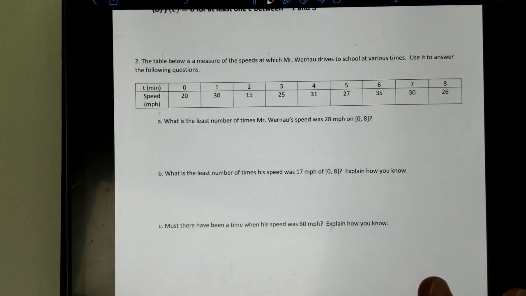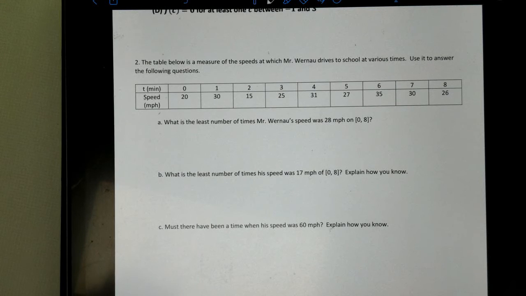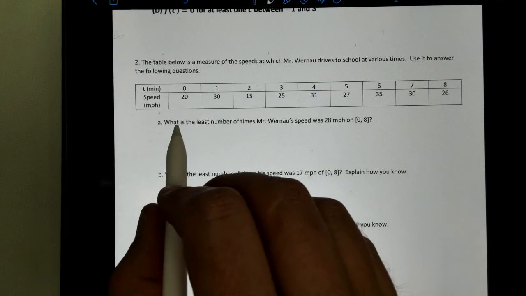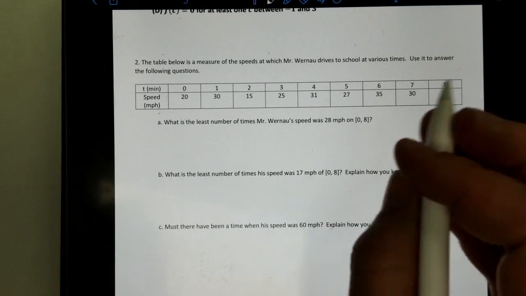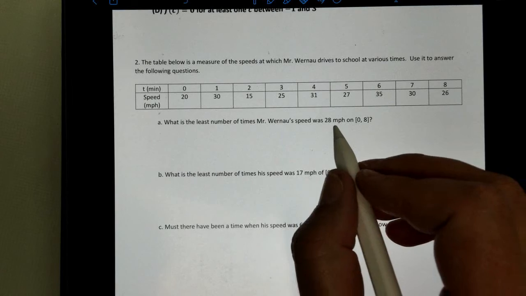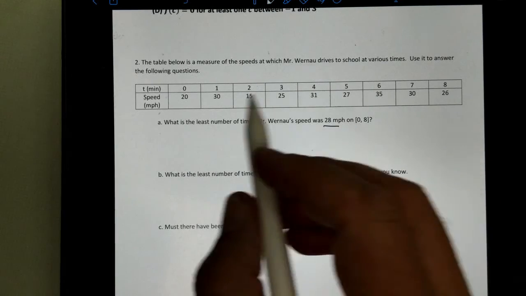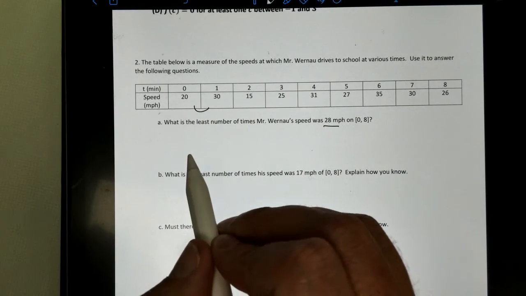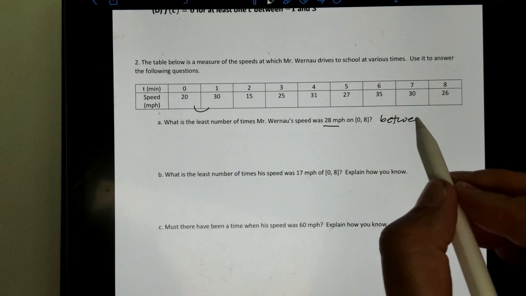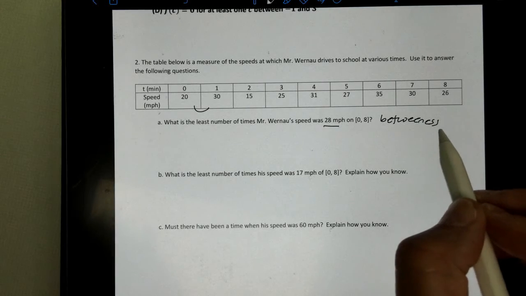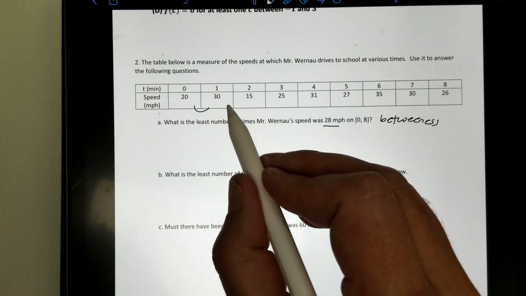All right, the next one talks about a table. The table below is a measure of speed at which Mr. Wernow drives to school at various times. Use it to answer the following questions. The first one says, what is the least number of times Mr. Wernow's speed was 28 miles per hour? So let's read this real quickly. 28. Well, here's a time when I crossed 28. So I'm looking for that betweenness. This is our IVT. I'm looking for that betweenness. So there's once I have to cross 28.